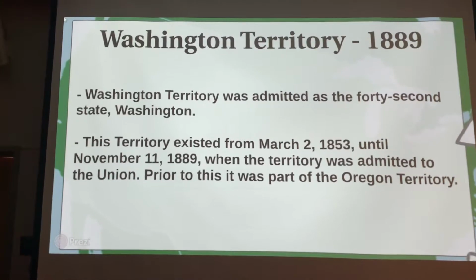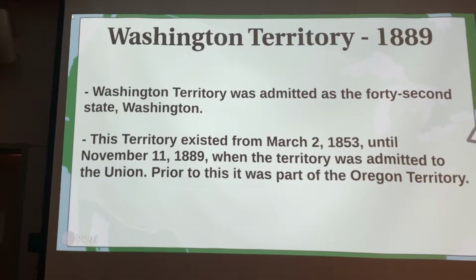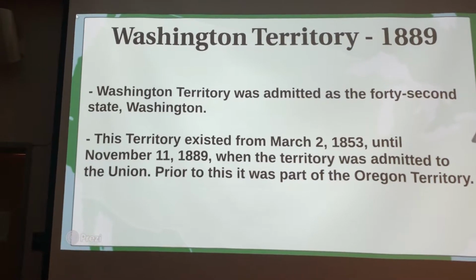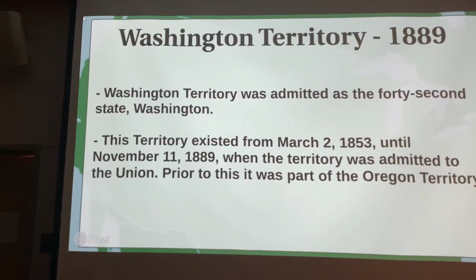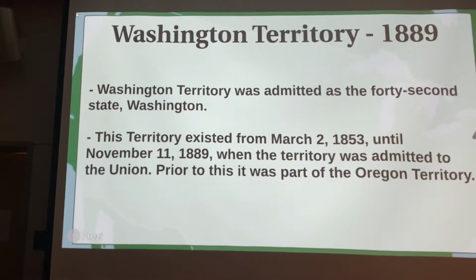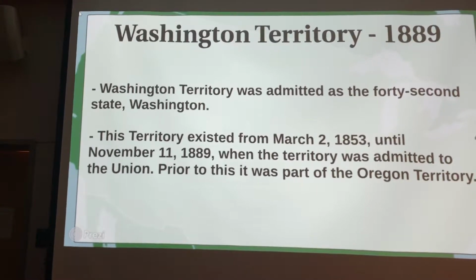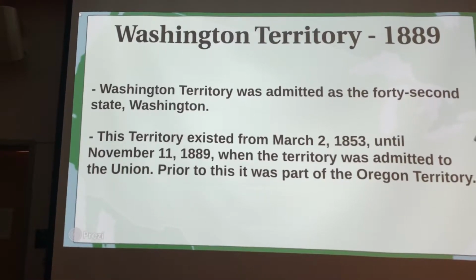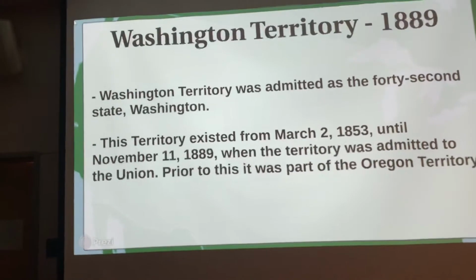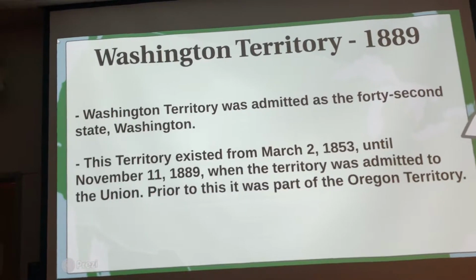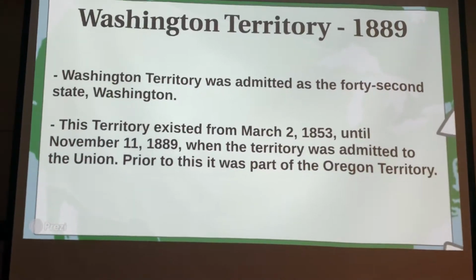The Washington Territory became the 42nd state, Washington, and this territory existed from March 2nd, 1853 until November 1889, when the territory was admitted into the Union as the state of Washington. Prior to this, it was part of the Oregon Territory. Similar to the territory before, this territory was acquired in 1853, but it didn't become a sovereign state of the Union until 1889.